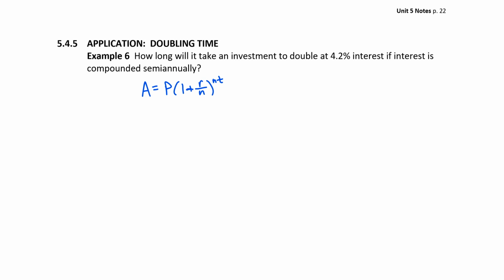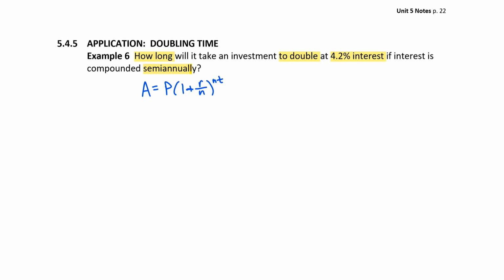In this example, we are asked, how long will it take the investment to double? So we are looking for t. t is unknown in this problem. We want our investment to double, but we don't know what the initial principal is. Notice there's no initial investment that's given here. We do know that the rate of interest is 4.2% and interest is compounded semi-annually.